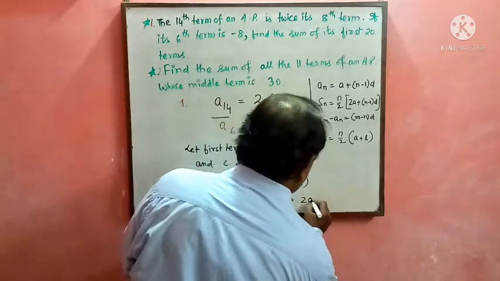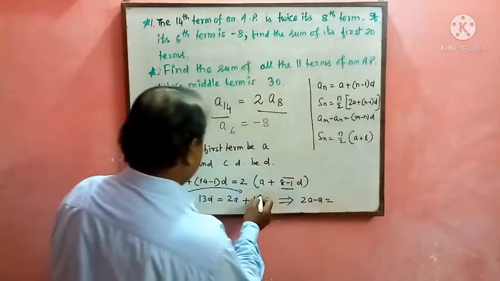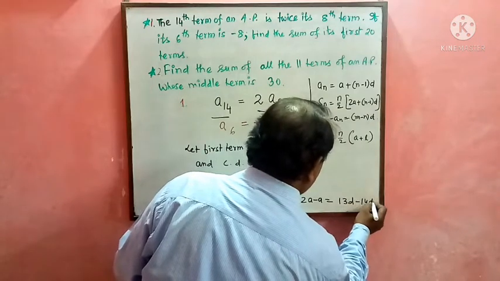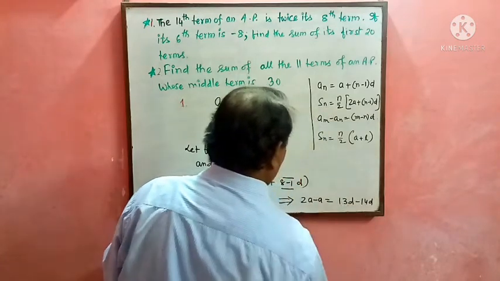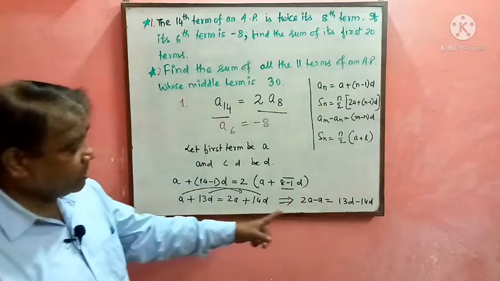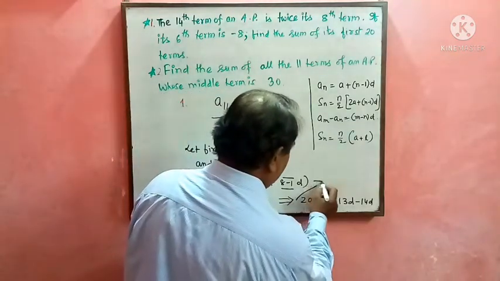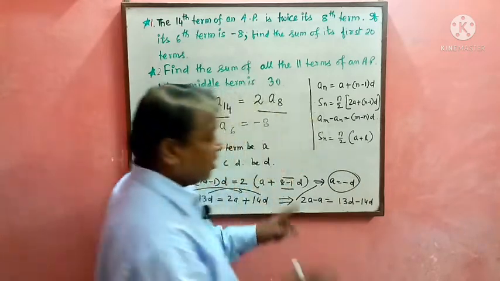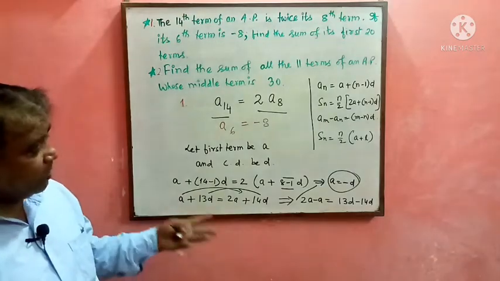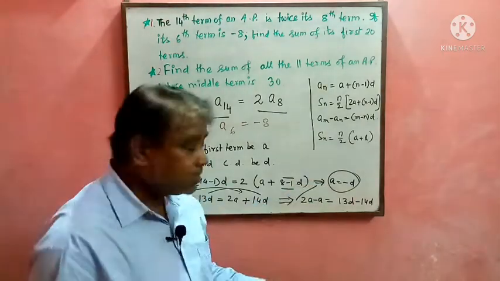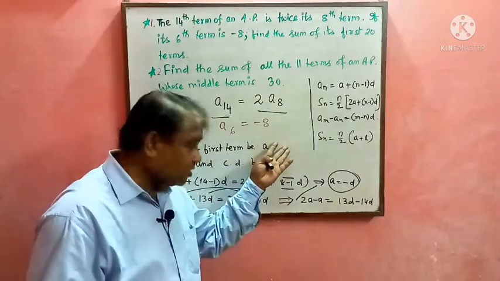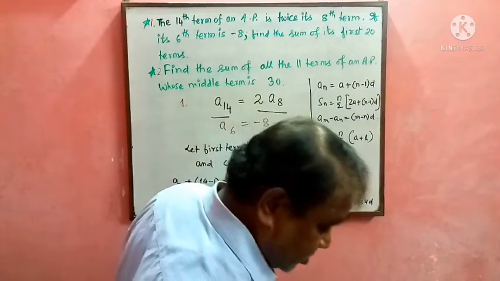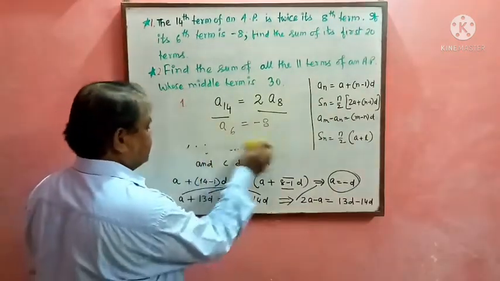Now if I solve this equation, if I transfer this 2A to this side, 2A minus A is A. So 2A minus A is equal to, if I take it this side, 13D minus 14D. Therefore, we have A is equal to minus D. Here, A is equal to minus D. Now keep it in mind, obviously these two terms are known quantities, but definitely one other equation is given here. We will try to find something from this equation.